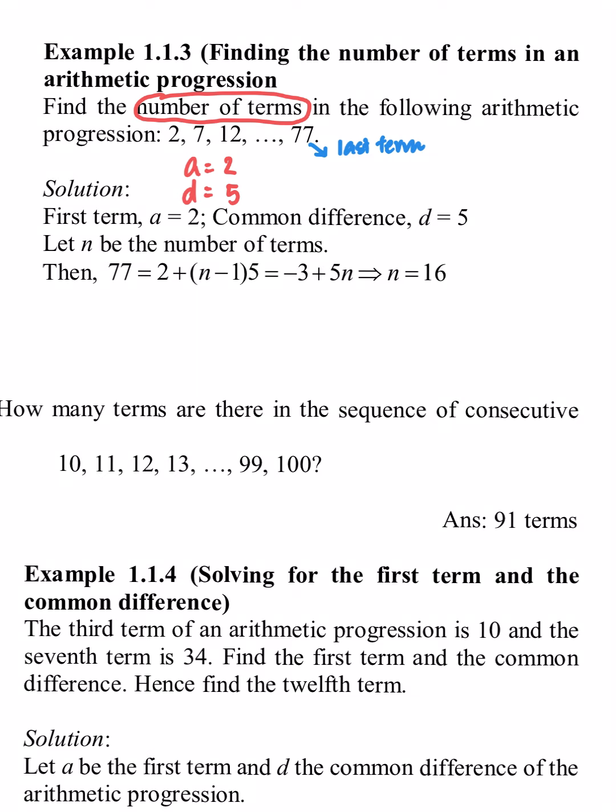So if this is the last term of the AP, then the last term, denoted by a_n, can be given by a plus (n minus 1) times d. So a is equal to 2, n is unknown and is what we need to find, and d is 5. This is equal to 77. Solving this equation, we have n is equal to 16. So the number of terms will be 16 terms.